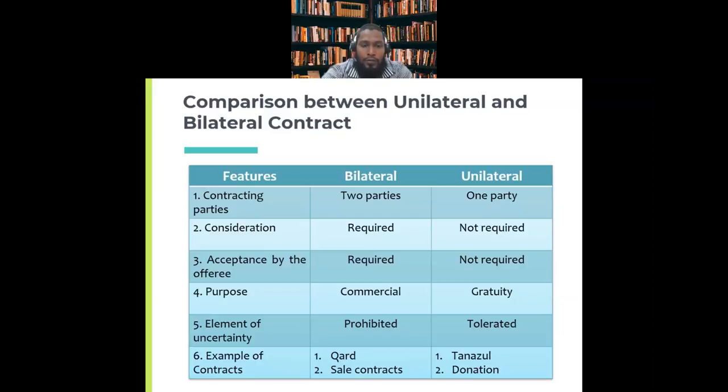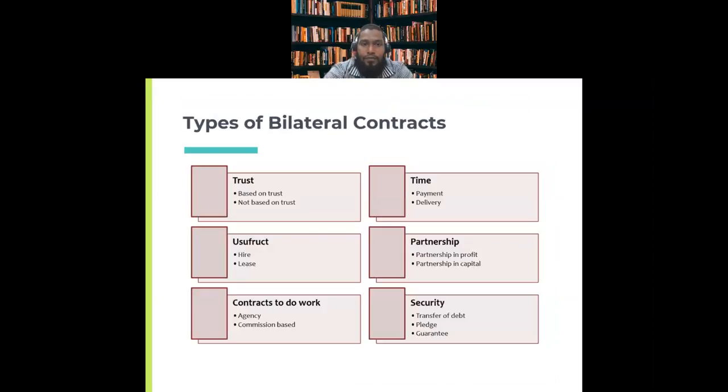So the element of uncertainty, like gharar, is prohibited in a bilateral contract, while it is allowed or tolerated in a unilateral contract. The example of unilateral is tanazul, meaning waiving a right, by a shareholder or by a wife waiving the right to get nafaqa, for example, and donation and gift, hiba. The examples of bilateral are the loan contract, and al-bay', the sale contract.